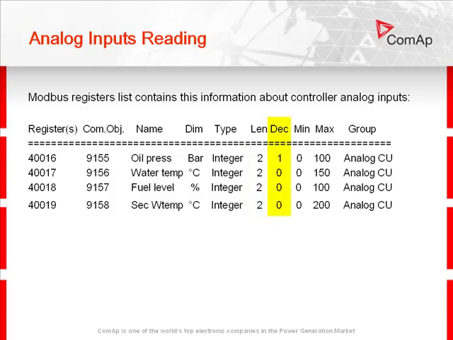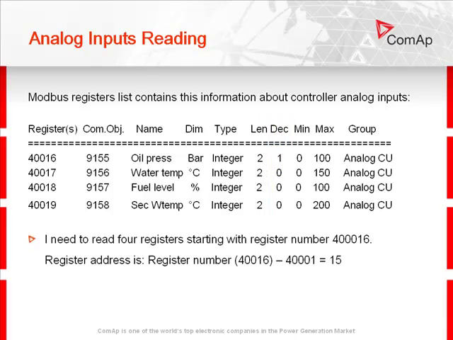DEC gives you information about the number of decimal places. It means that oil pressure is 2 bar if you read 20 from the oil pressure register. I would like to read all 4 analog inputs using one Modbus command. It means that I need to read 4 registers starting with register number 40016. The register address is 15 then.